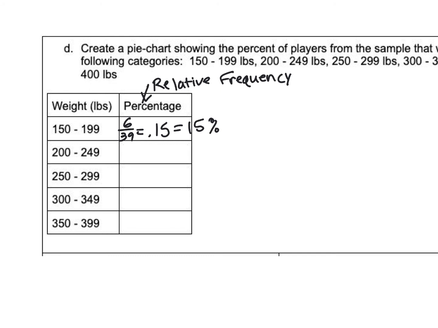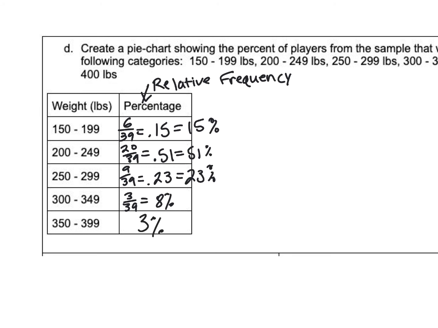Okay? We do that for all of them. So the next one, how many people were in that weighted category? 20 divided by 39. What'd you say? 51%. I like it. 9 divided by 39. 0.23. 23%. 3 divided by 39. 7.6%. Okay, and then we're gonna do a whole percent though, so we're gonna round that to 8. And then 3%. Cool. All right.